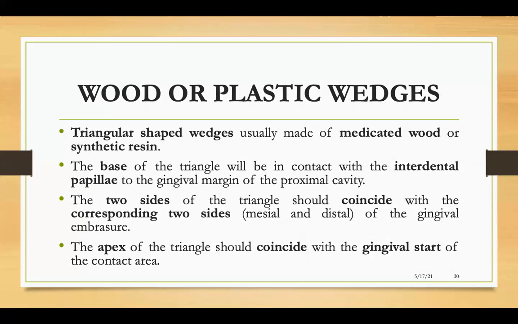The base of the triangle will be in contact with the interdental papilla to the gingival margin of proximal cavity. Now quickly write this. We ask you in the viva which side the base contacts and which side the apex goes to. There are two sides of a wedge, right? So the base of the triangle of your wedge will be in contact with the interdental papilla to the gingival margin of proximal cavity. The two sides of triangle should coincide with corresponding two sides, which is mesial and distal, of the gingival embrasure. The apex of the triangle should coincide with the gingival start of contact area.